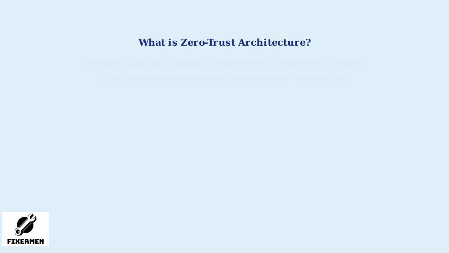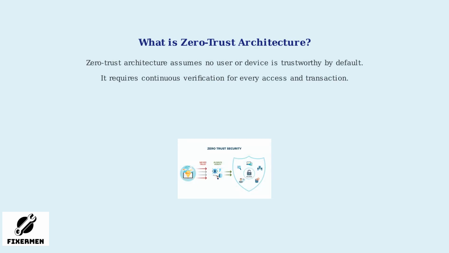Cash App is moving toward a zero-trust architecture, where every transaction requires continuous verification to enhance security. In a zero-trust model, trust is never assumed. Every request must be verified. Cash App aims to implement this by 2028, ensuring secure access through ongoing checks.